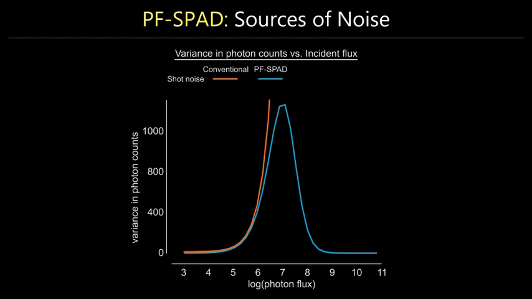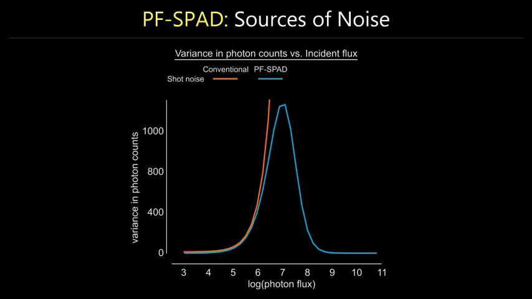Surprisingly, the variance in photon counts of a PF-SPAD first increases and then decreases with incident flux. This is because at very high incident photon flux levels, the SPAD detects the next photon almost immediately after the previous dead time window ends, making the counts almost deterministic, one detected photon after each dead time window.